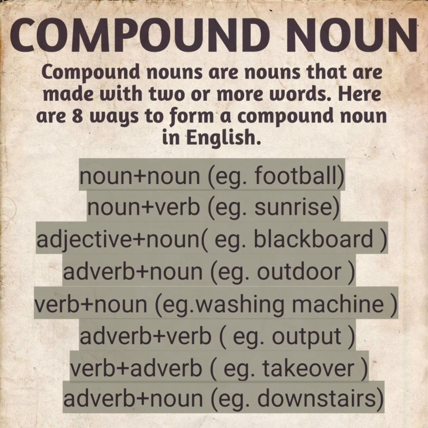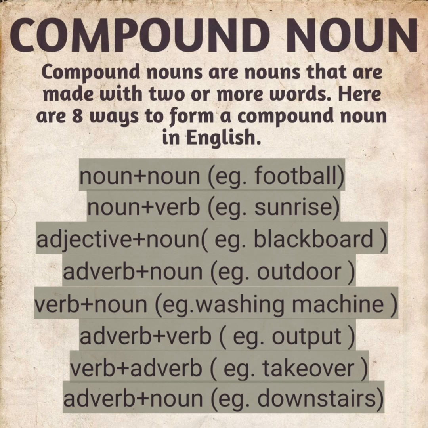The fourth type is adverb and noun. For example, outdoor, where out is adverb and door is a noun. Now the next one is verb and noun. Example is washing machine, where the word washing is a verb and the word machine is a noun.